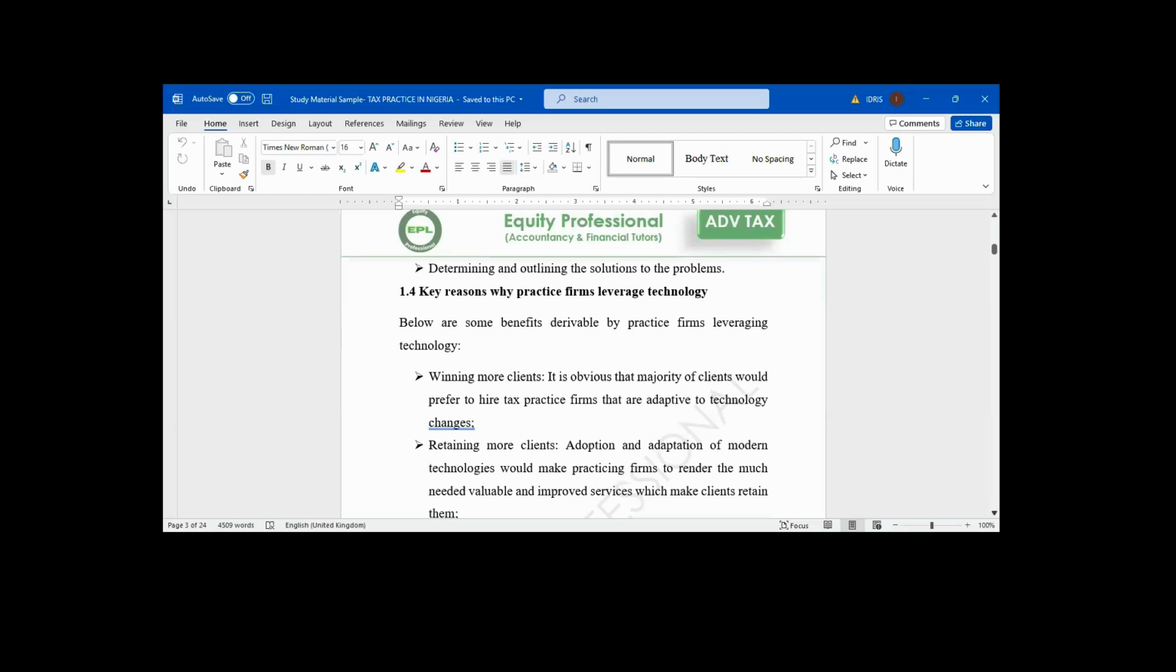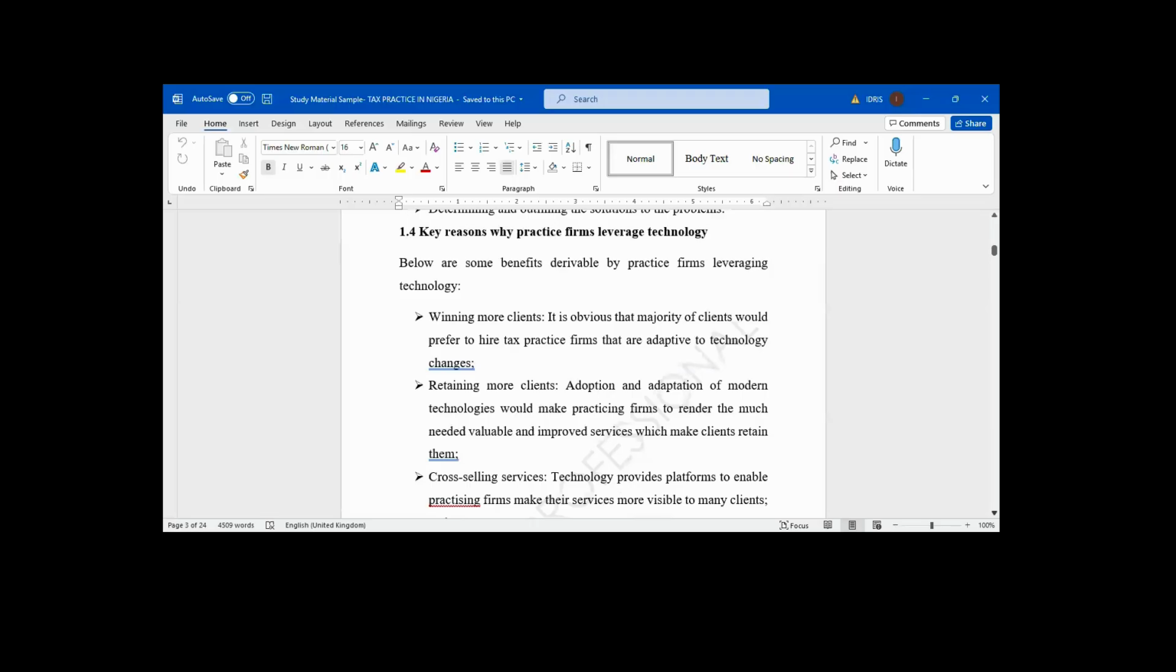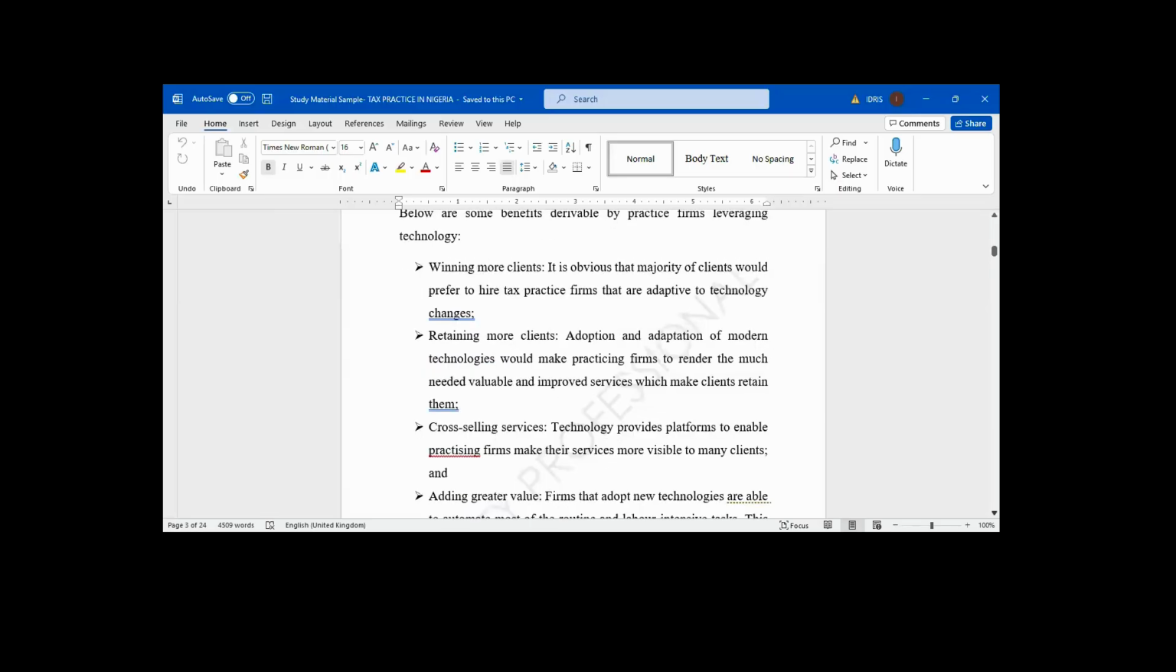What benefit do we think all this information technology can give to a tax practice firm? Number one benefit is many more clients. Information technology assists tax practitioners to get more clients, because when you are IT inclined, that means you are up to date. Even in the accounting profession, despite being a qualified accountant, you need to have IT skills.